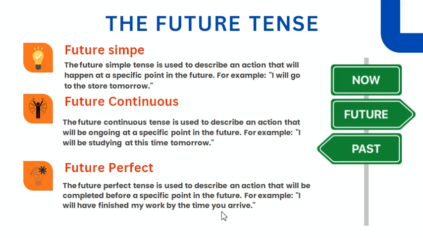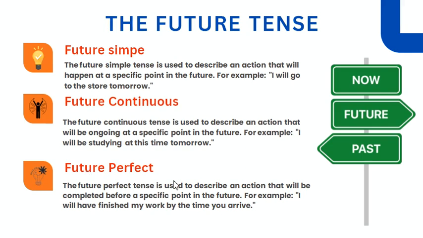So if you have a schedule to meet your brother or sister tomorrow at lunchtime, and you would like to complete your actions before lunchtime, you say, I will have finished my work by the time you arrive. Don't worry, come on time and we'll be doing something different, because I can complete my work tomorrow before lunchtime. That's how we express the future perfect tense.